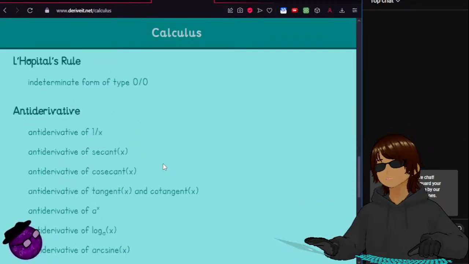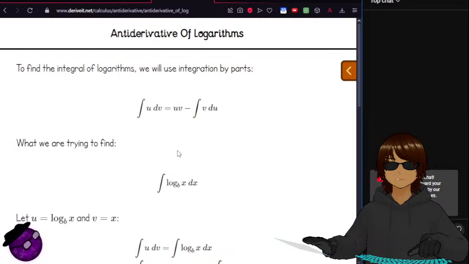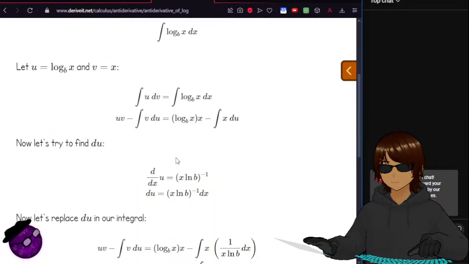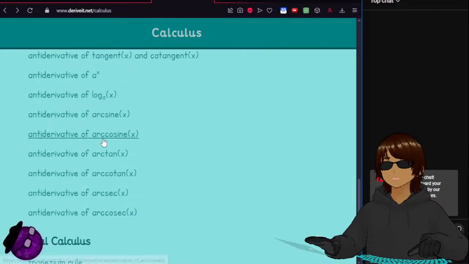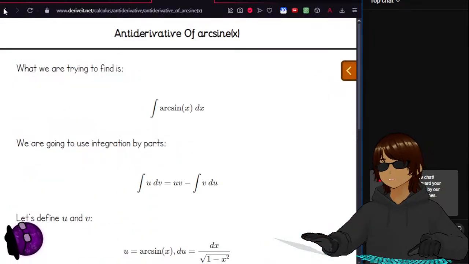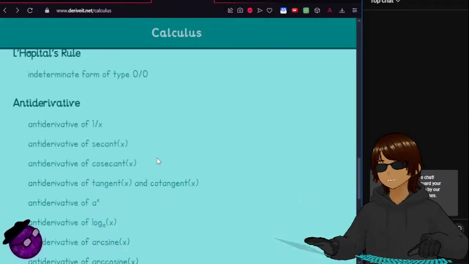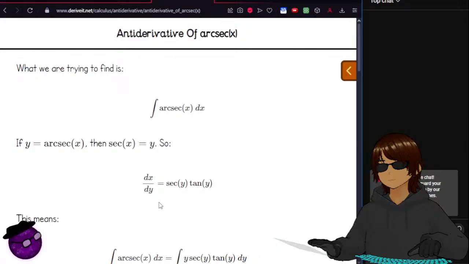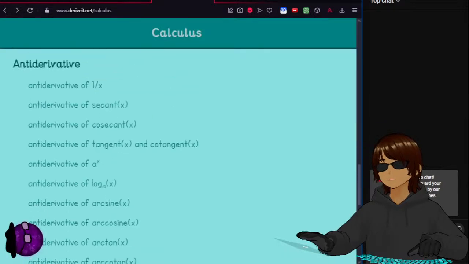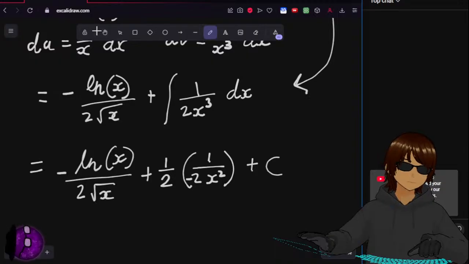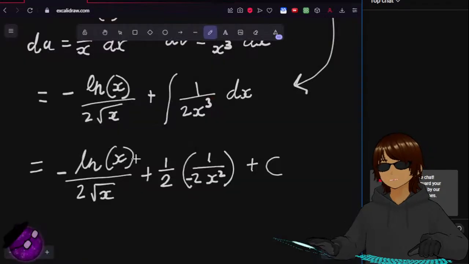Also, I used integration by parts in one of my proofs. I think log a to the power of x. Right? Yeah, I used integration by parts here. And then I used it over here as well. Arcsine. Yes, for all of these, I think. Arctan. Yes, and then arcsecant as well. Did I use? Yeah, I used integration by parts. Applying integration by parts more than once. Okay, this is going to be tough.